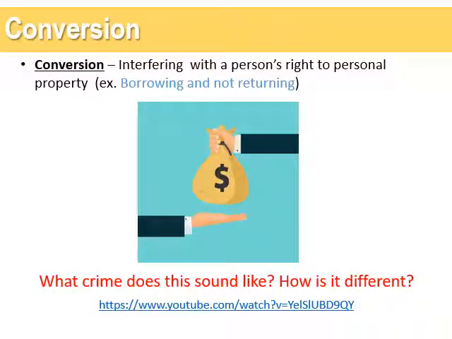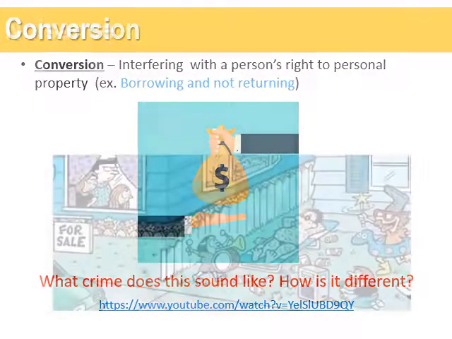The next tort that we're going to look at is conversion. Conversion is interfering with a person's right to personal property. Basically, it's borrowing and not returning it. So what crime does this sound like? Well, it sounds a lot like larceny or theft, stealing. It is a little bit different though. So in order to get an understanding of what conversion is, on the slides that I've uploaded to Canvas, I want you to go to this YouTube link and watch the video, and it'll help explain how conversion is different than stealing.